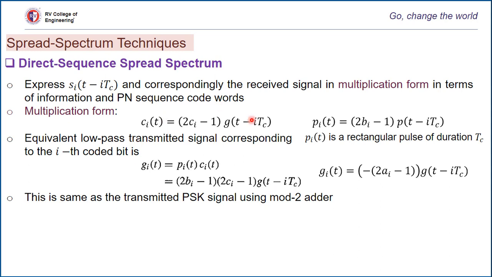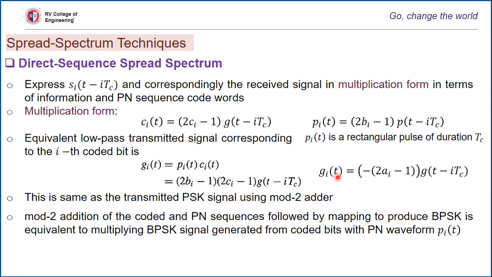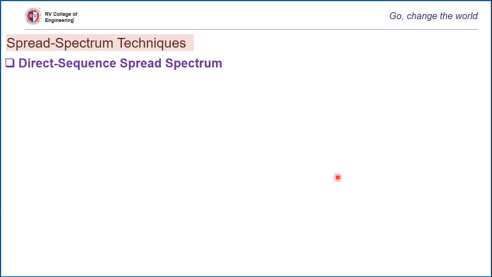Okay, so this is the case with the transmitter, how we are going to modulate and send in the channel. Now it's time to cover the receiver part, how we are going to take the information bits back at the receiver side.